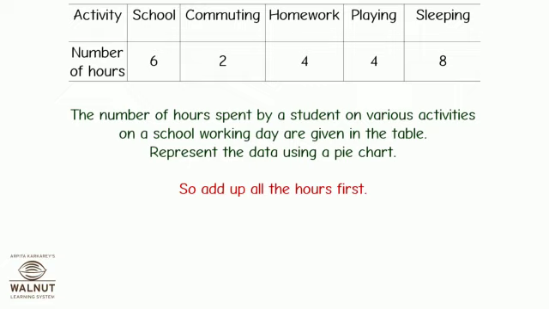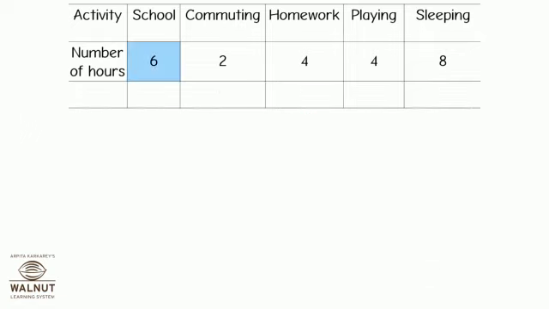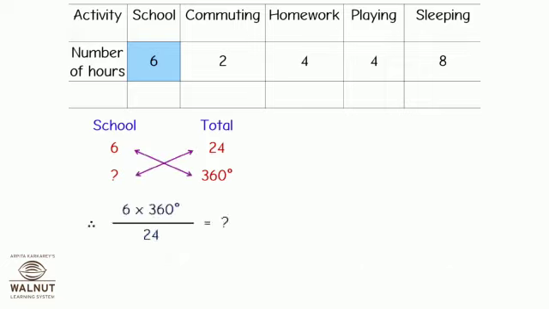So, first what we will do, we will add up all the hours given. So, 6 plus 2 plus 4 plus 4 plus 8, that equals 24. So, that means the entire circle represents 24 hours. Now, let's find the central angle. To find the central angle, we compare 6 hours out of 24, 6 into 360 degree by 24 gives you 90 degree.